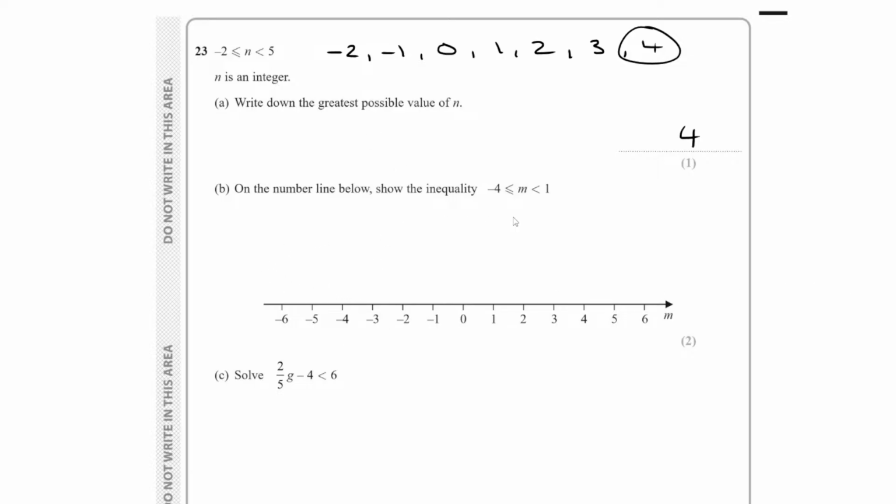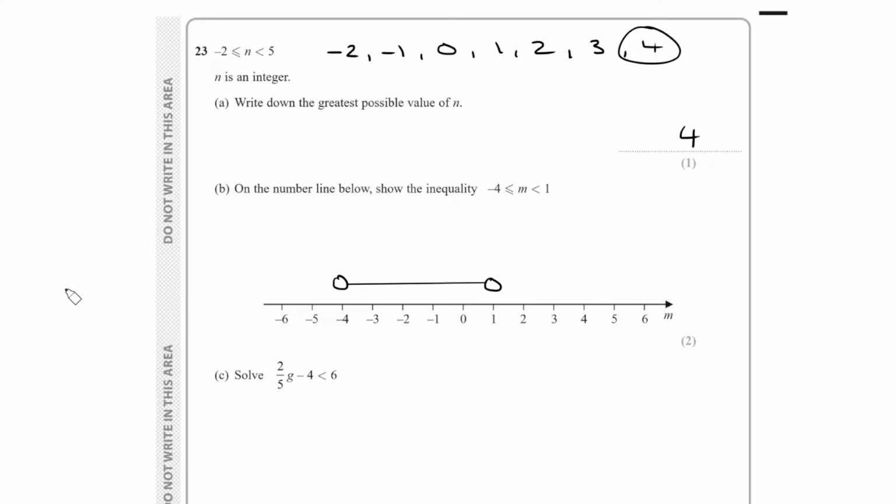Part B, on the number line below, show the inequality -4 is less than or equal to m, which is less than 1. So you always put circles on the numbers. So -4, you put a circle, and then 1, put a circle. Now, because m is between them, it's a range, isn't it? You're going to draw a line between to join them up.